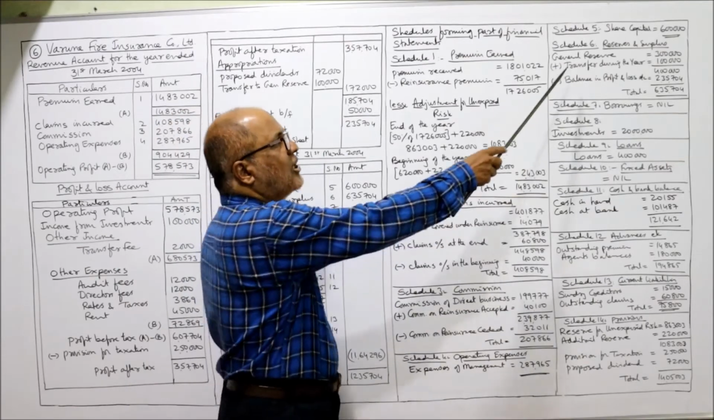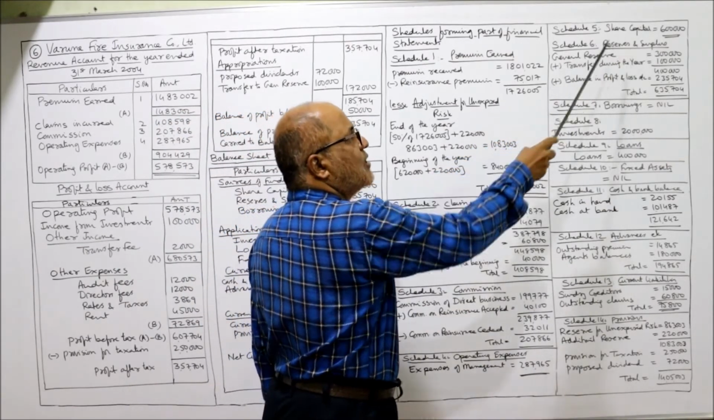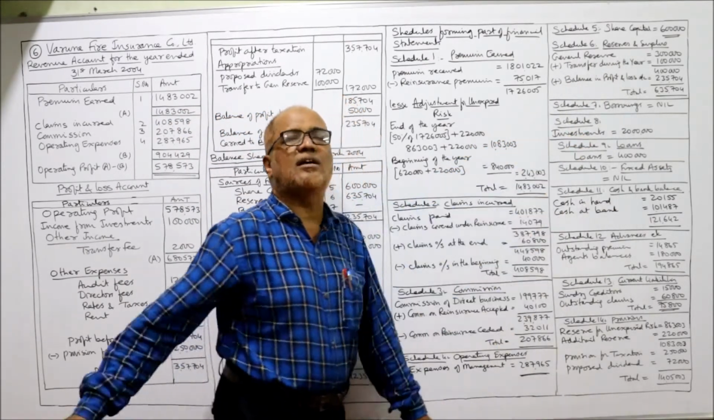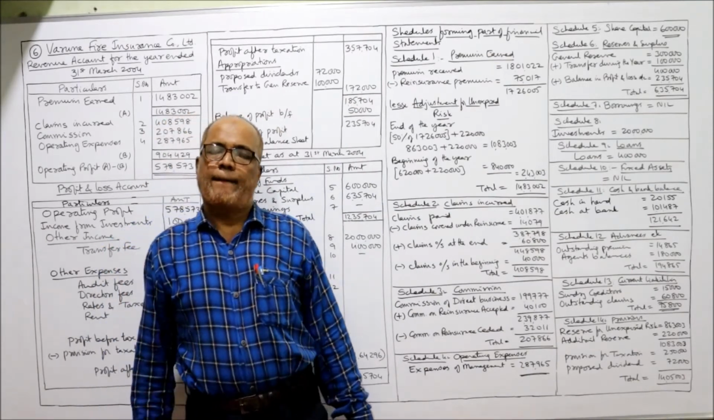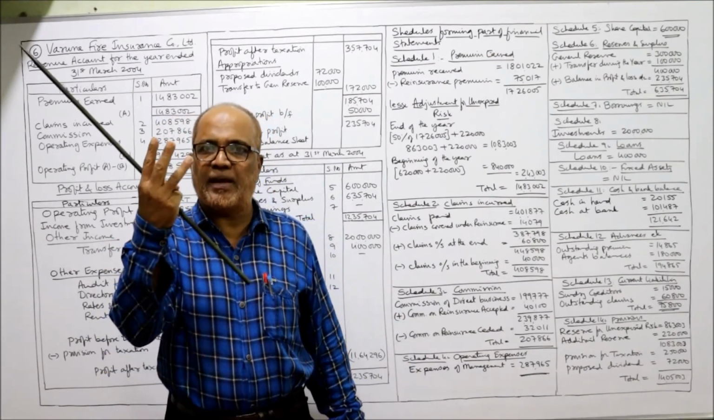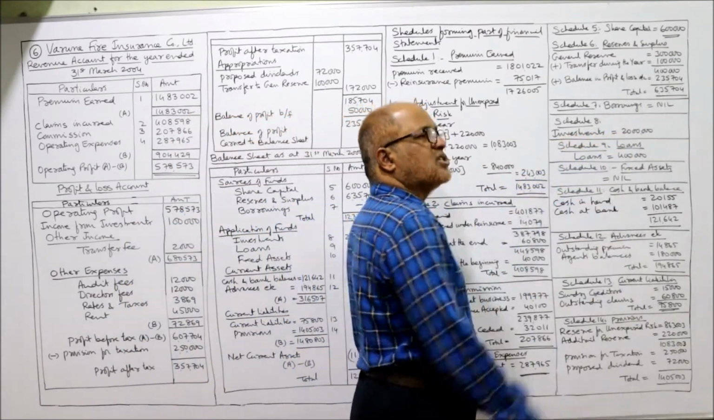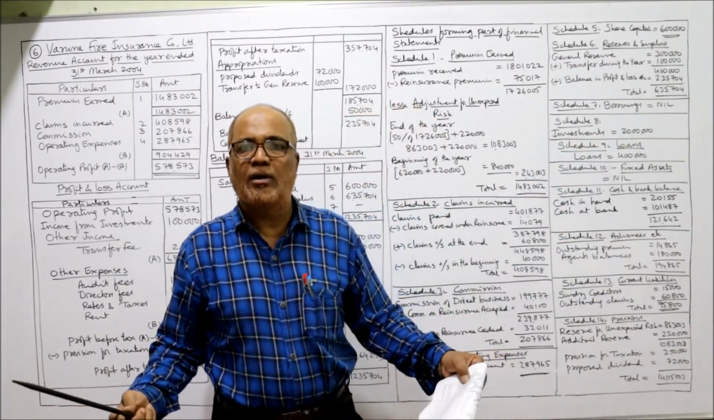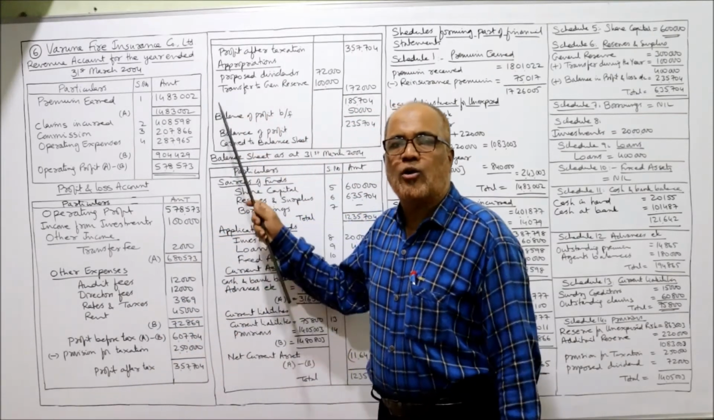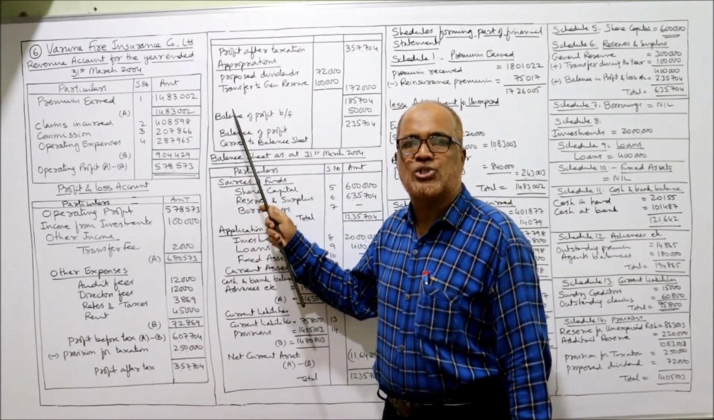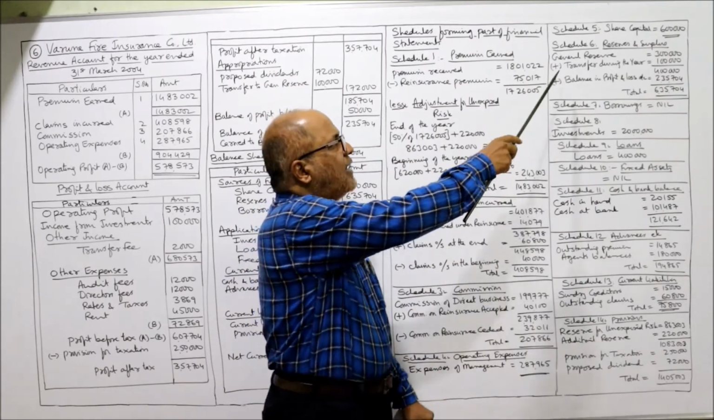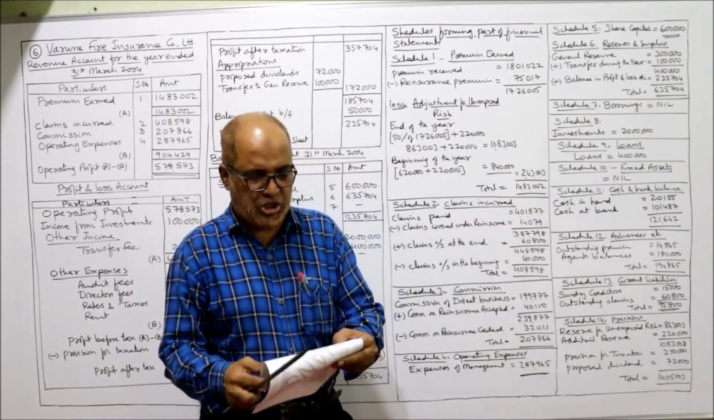So here you can see schedule number 6, reserves and surplus. General reserve is already there in the trial balance, 3 lakh. To that 3 lakh, we now have to add the 1 lakh transferred during the year. So the double effect is over: first, 1 lakh rupees we are deducting in appropriations; again, 1 lakh rupees we are adding to general reserve in the balance sheet.